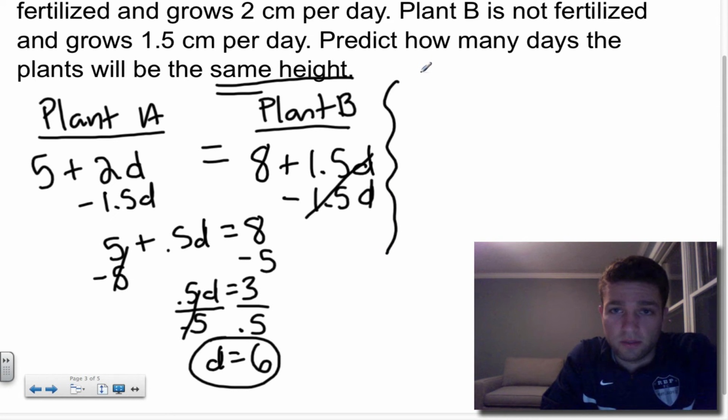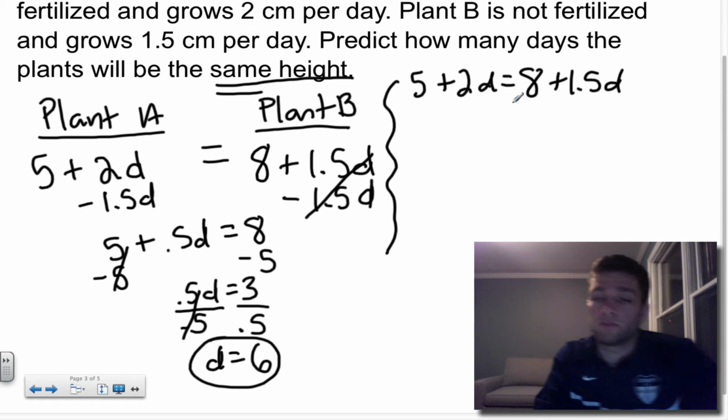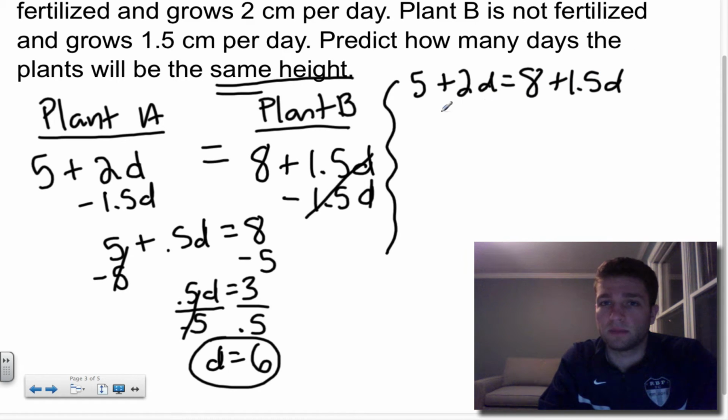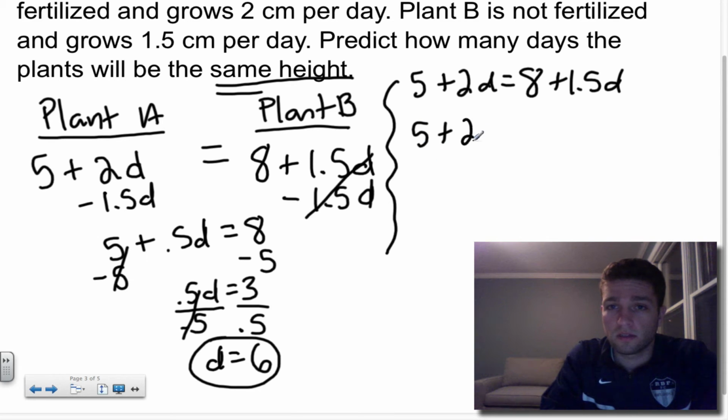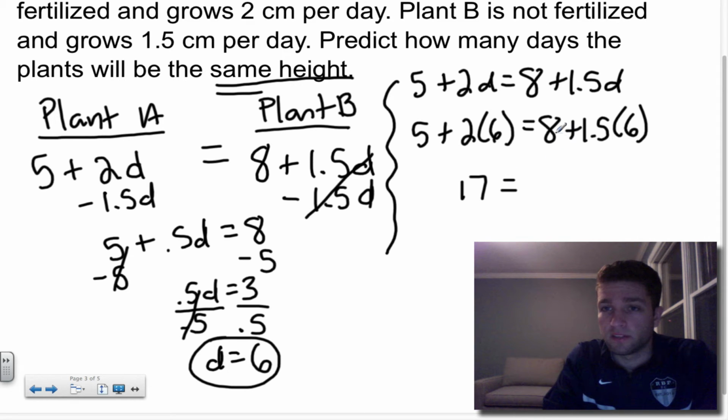annoying guy, I'm going to make you check. And remember, you can always just double check with a calculator very quickly. I'm just writing it out so everyone can see the checking and make sure that they understand what I'm doing. So I'm going to take D, which I got as 6, and I'm going to substitute it into the equation. And I'm going to solve real quick. So 6 times 2 is 12, and 12 plus 5 is 17. Now over here I've got 8 plus, and then 1.5 times 6. Well, I know 1.5 times 6 is 9, and then 9 plus 8 is also 17.